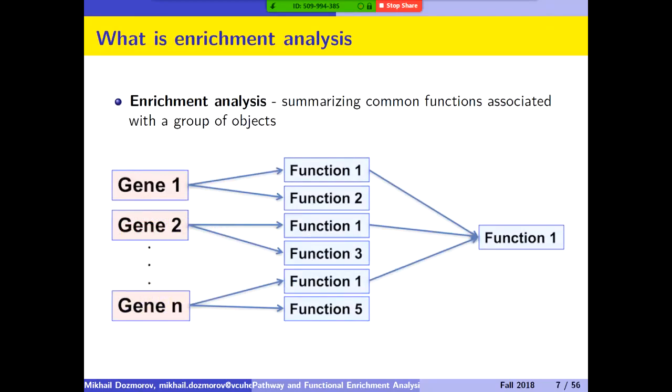You have your genes, and as I mentioned, each gene has multiple functions. And you look at whether some functions are shared among all those genes. For example, you can see that gene 1 has function 1 and 2, gene 2 has function 1 and 3, and the last gene also has function 1 and 5. And you can see that function 1 is actually shared among those genes. That's what you are looking for. You are looking for the functions that are shared among all your genes that have been identified as differentially expressed or under some other experimental conditions.